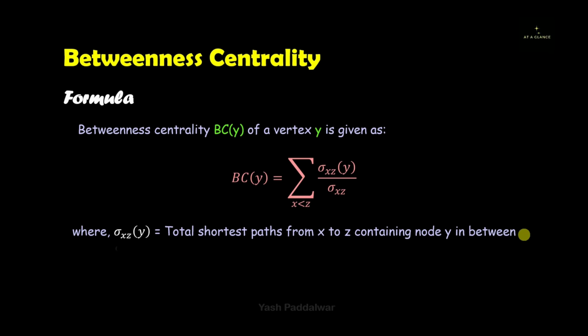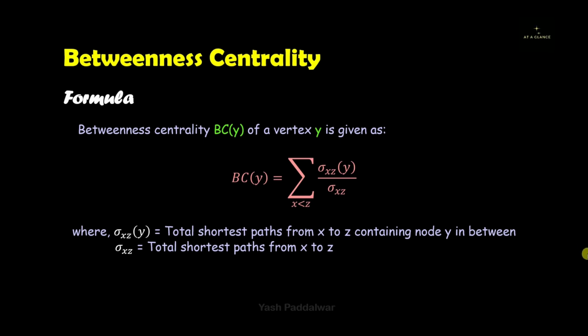And the next part is sigma xz, which is nothing but the total number of shortest paths from X to Z, which may or may not contain the Y node in between. So I hope this is clear. Now using this particular formula, you can find out the betweenness centrality of any single node which comes in a particular path. Now this is for a single path. Similarly, every single node's betweenness centrality has to be calculated for every single combination of paths in a given network.